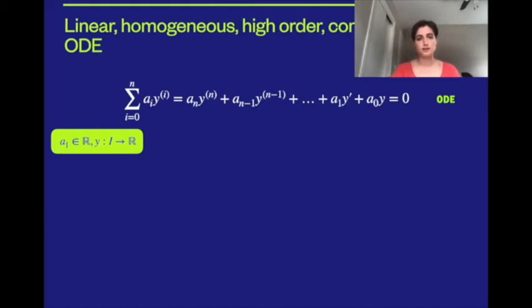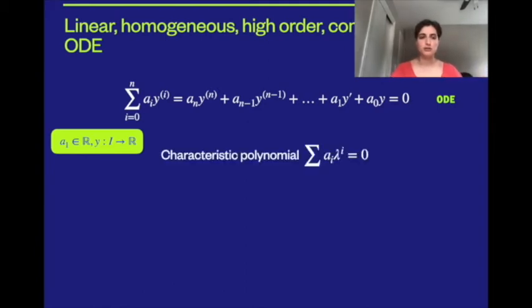So if y is a function, the only way you can have a linear high-order constant coefficient ODE is by having a sum of terms in which you have a_i being a constant and y^(i) being the ith derivative of y. So in this formula we have, starting from the right, a0 y, then a1 y prime, and so forth up to order n.